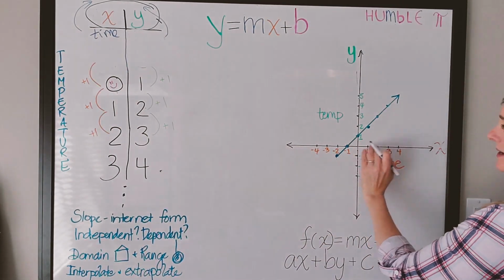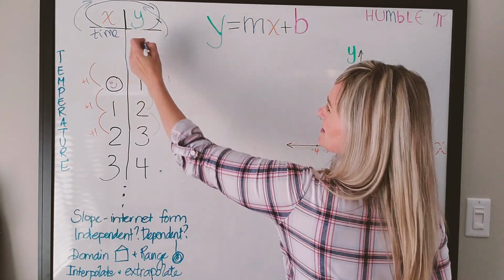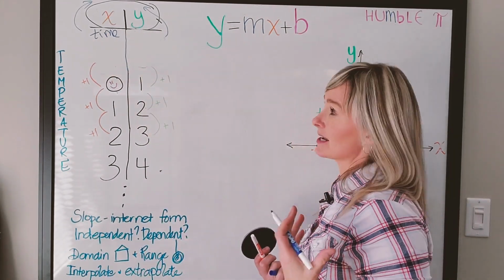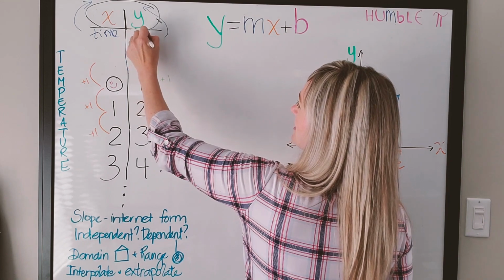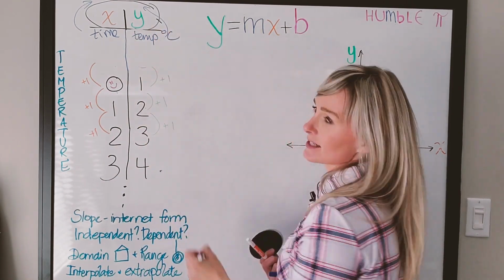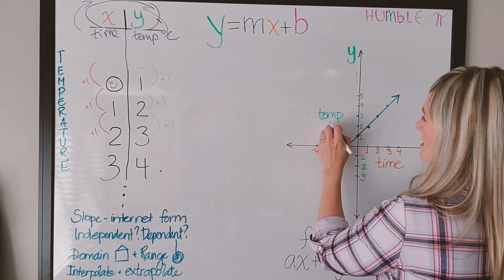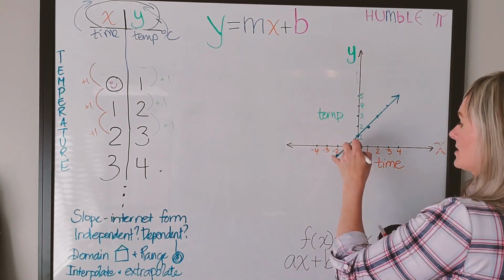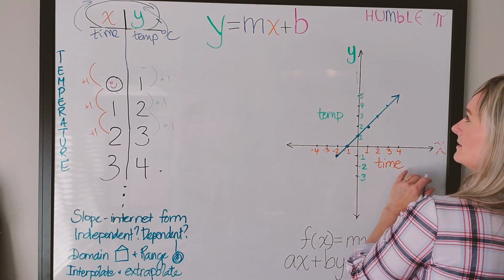So this is the time right here, and this here, we can either say it's the temperature or Celsius or degrees or whatever. We're gonna call it temperature in degrees Celsius. Okay, so this is the temperature and it's labeled here, temperature. This is labeled as time here.